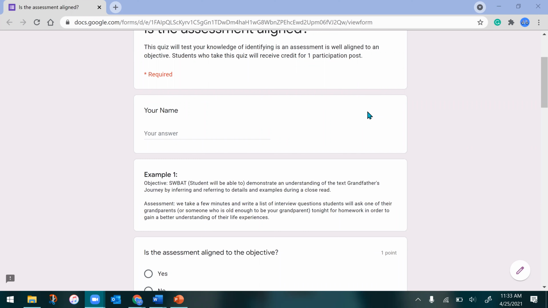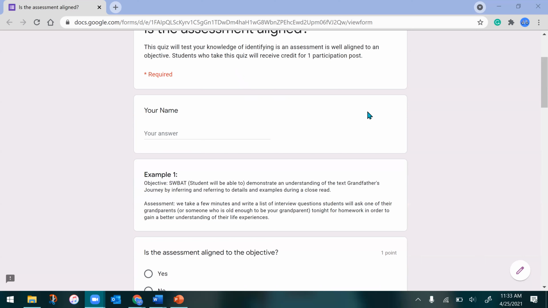So in example 1, the objective is students will be able to demonstrate an understanding of the text Grandfather's Journey by inferring and referring to the details and examples during a close read. The assessment is they will take a few minutes to write a list of interview questions students will ask one of their grandparents tonight for homework. So this assessment is not aligned to the objective.